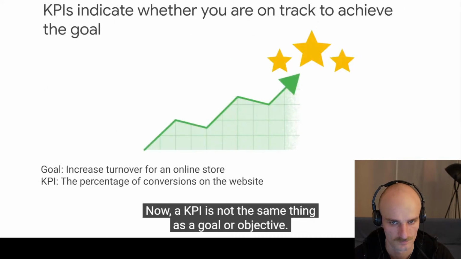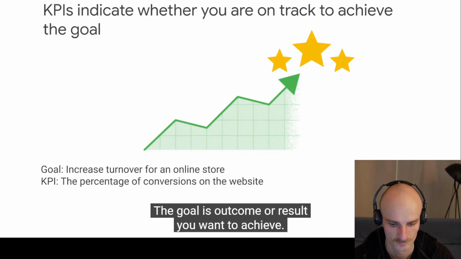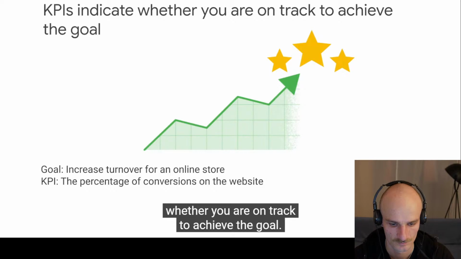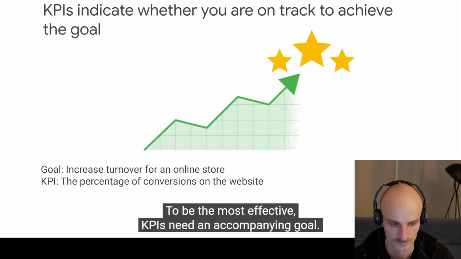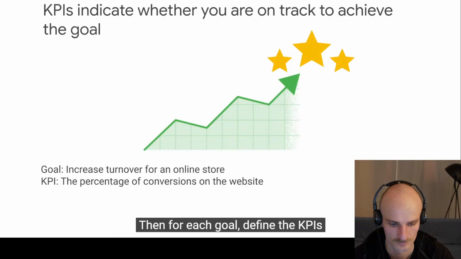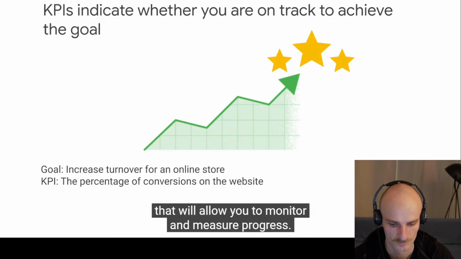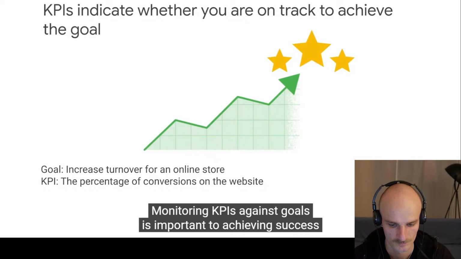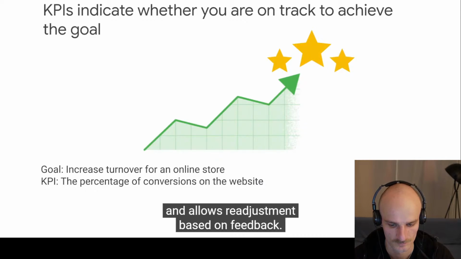Now, a KPI is not the same thing as a goal or objective. The goal is the outcome or result you want to achieve. The KPI is a metric that indicates whether you are on track to achieve the goal. To be the most effective, KPIs need an accompanying goal. This should be the starting point in defining KPIs. Then, for each goal, define the KPIs that will allow you to monitor and measure progress. For each KPI, define targets for what success looks like. Monitoring KPIs against goals is important to achieving success and allows readjustment based on feedback.